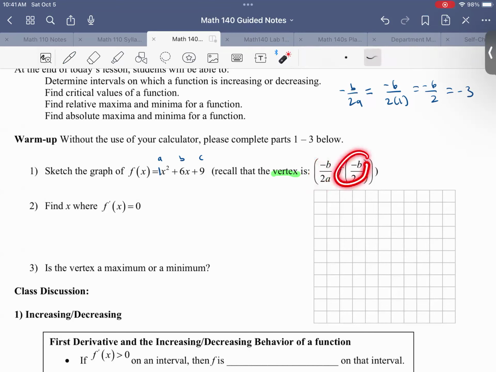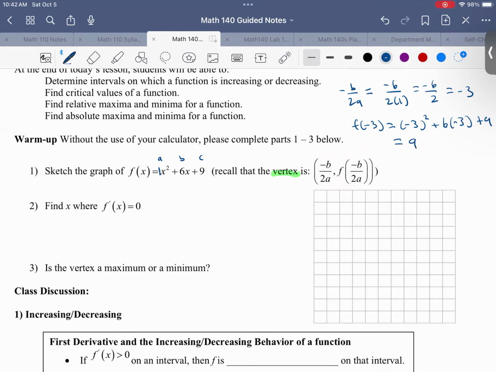And now we just need to plug this back into our function to get our y component for this coordinate point. So we will have f of negative 3 is negative 3 squared plus 6 times negative 3 plus 9. All right, so we simplify this out. This gets 9 minus 18 plus 9, which is then just 0. So our vertex here is actually the coordinate point negative 3 comma 0.